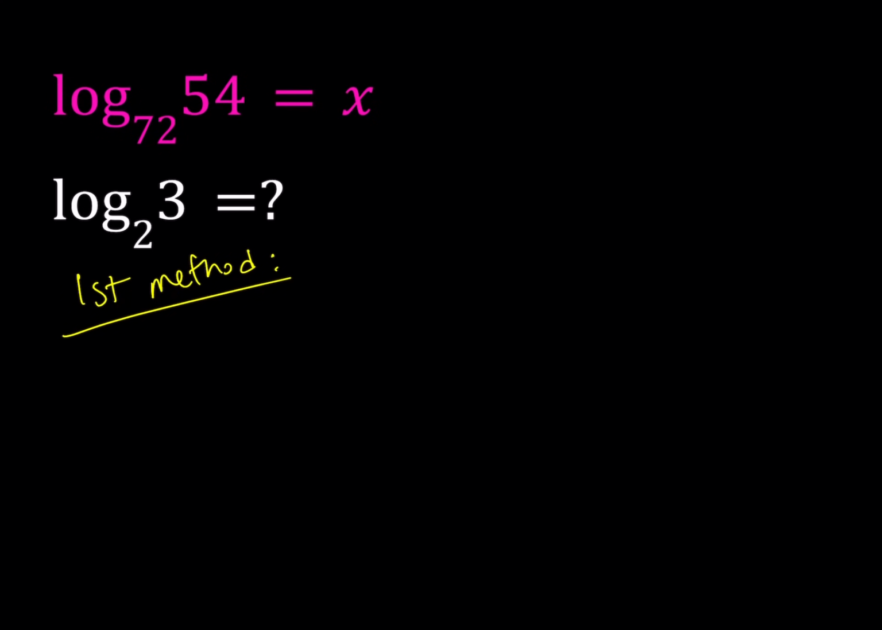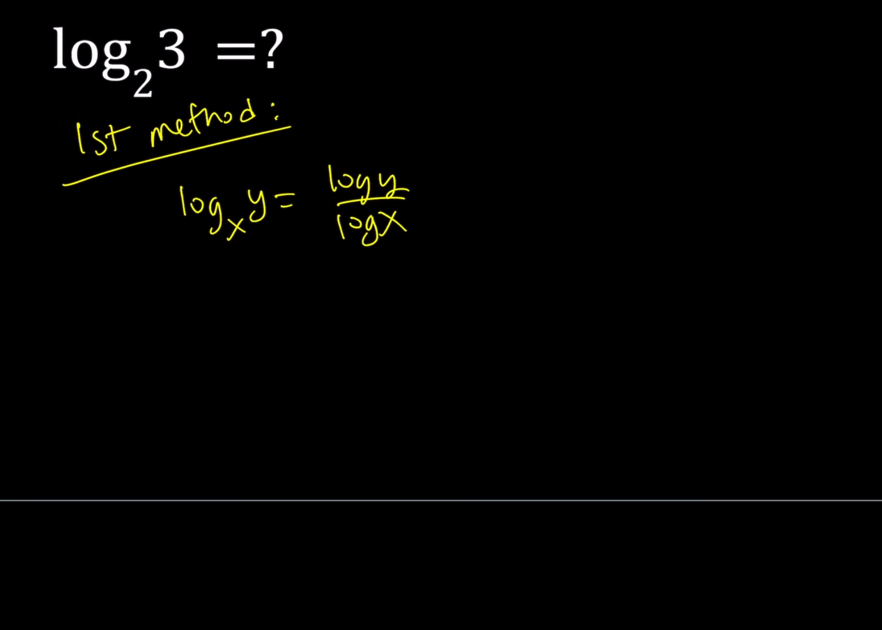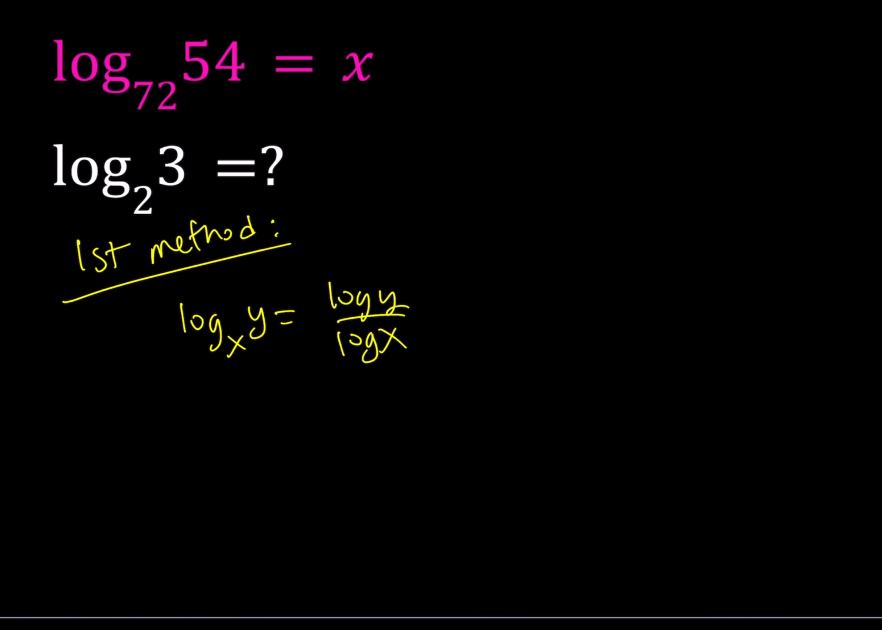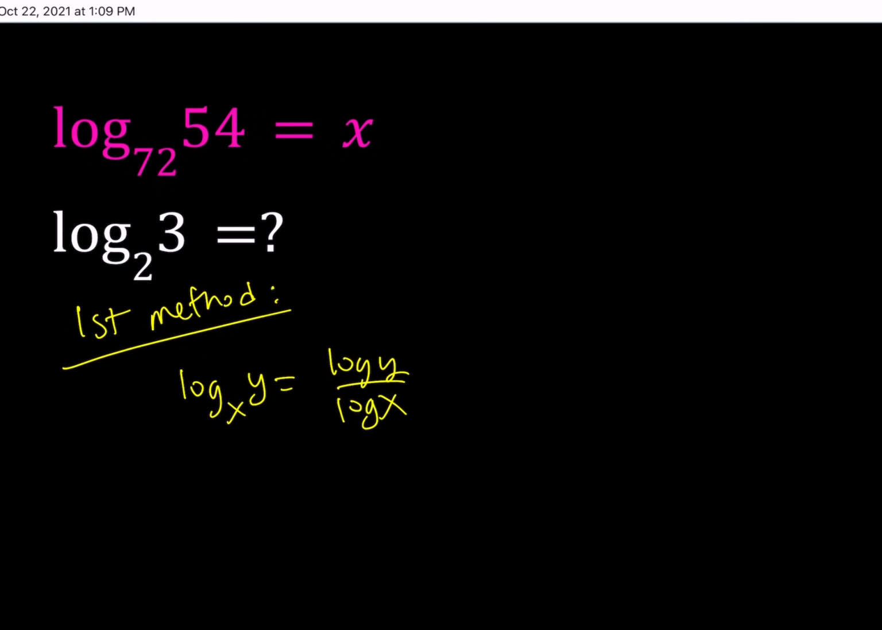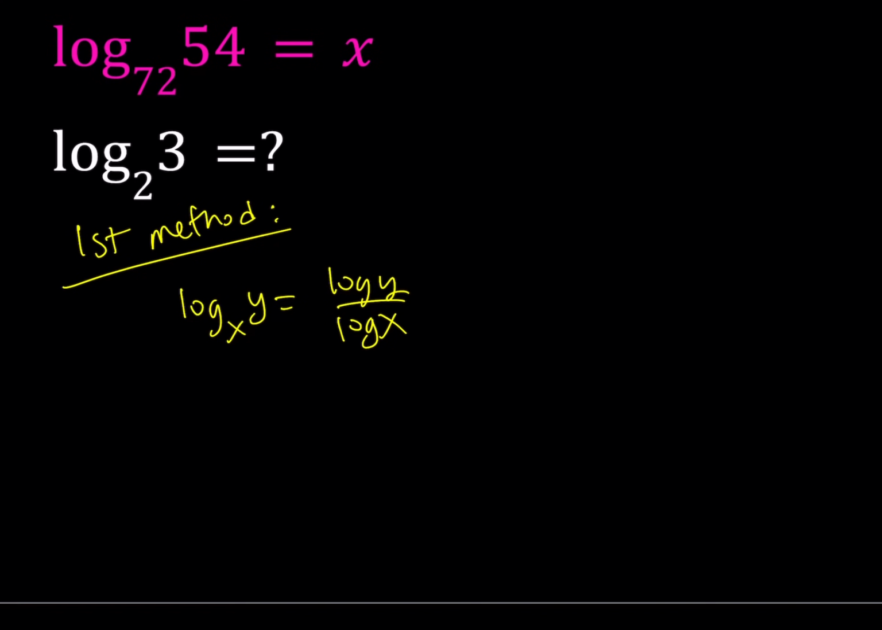Now my first method basically involves the change of base formula. If you have log_x y, you can just write it as log y over log x in any base. In this case, I'm going to be using base 10 because that's kind of standard and easy to use. So when I write log, that means base 10, not the natural logarithm, which I will use ln for. So I'm going to write my expression as log 54 divided by log 72, and we know that it's equal to x.